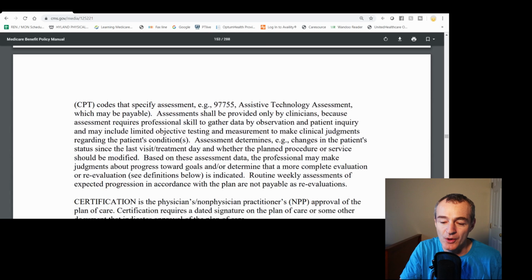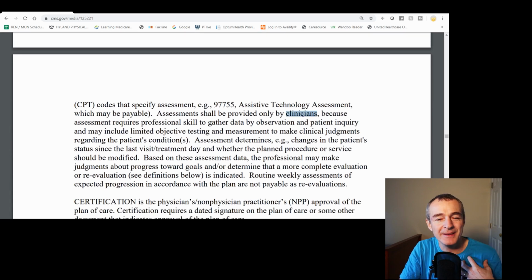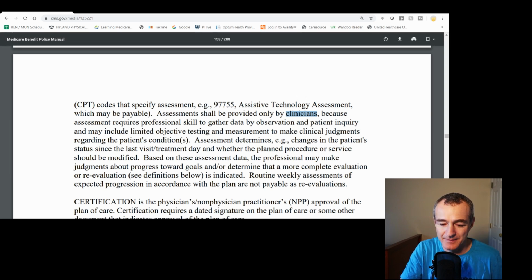Assessment shall be provided only by clinicians. Now, this is another one that kind of took me by surprise when I first was looking at it. I generically use the term clinician for PTs, PTAs, OTs, OTAs, but by CMS guidelines, clinician is not an assistant. An assistant is not a clinician. But let me get to the main topic here.